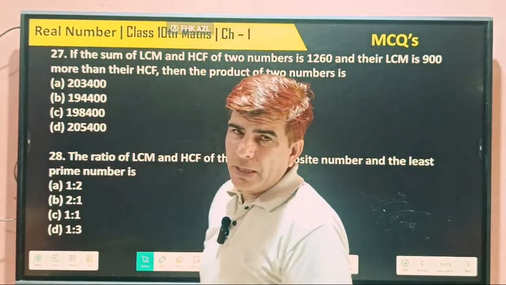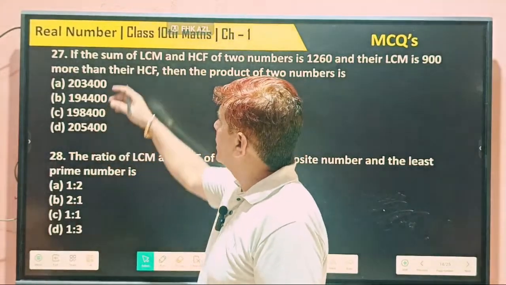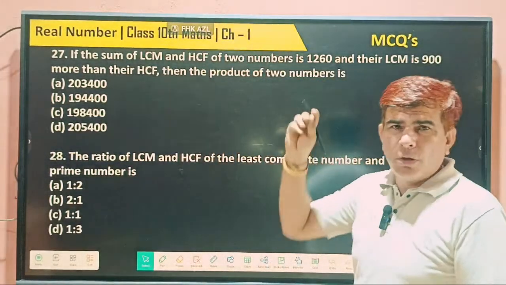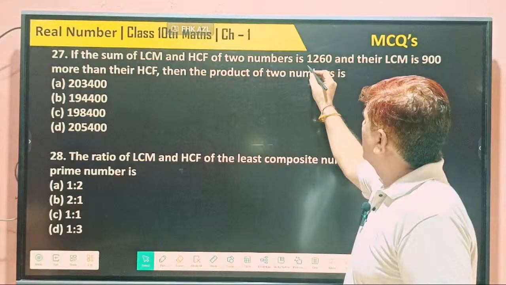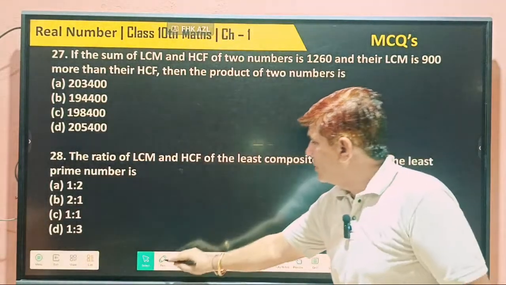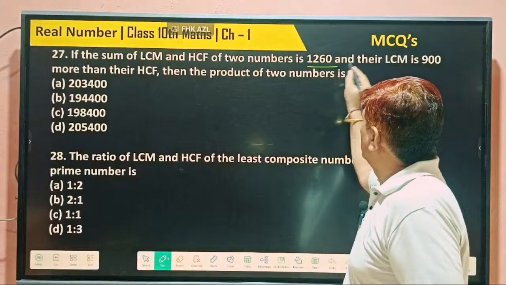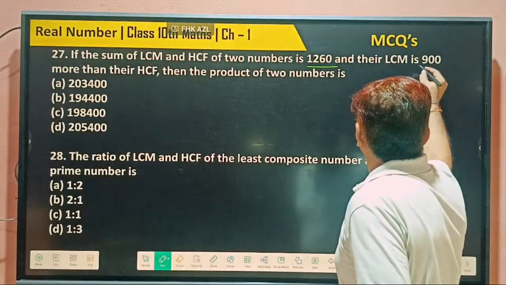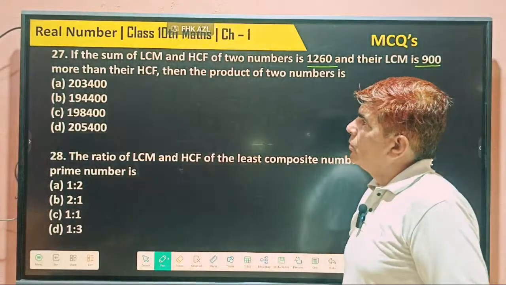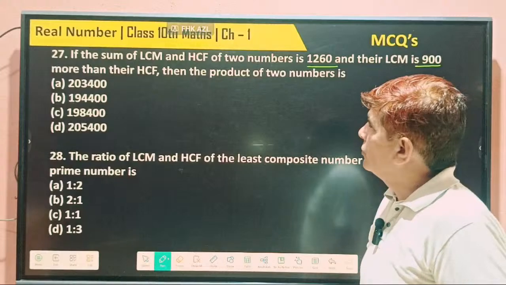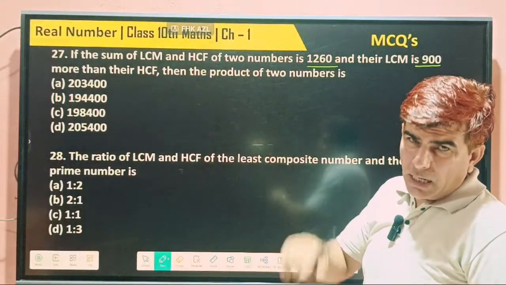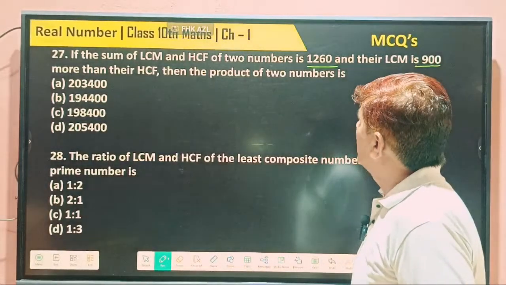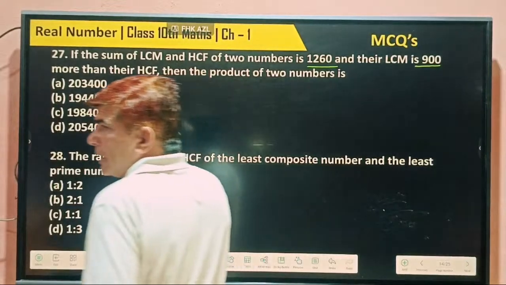So here a property related to LCM and HCF is given. It says the sum of the LCM and HCF of two numbers is 1260, and their LCM is 900 more than their HCF. Then the product of the two numbers is, so you can start like this.